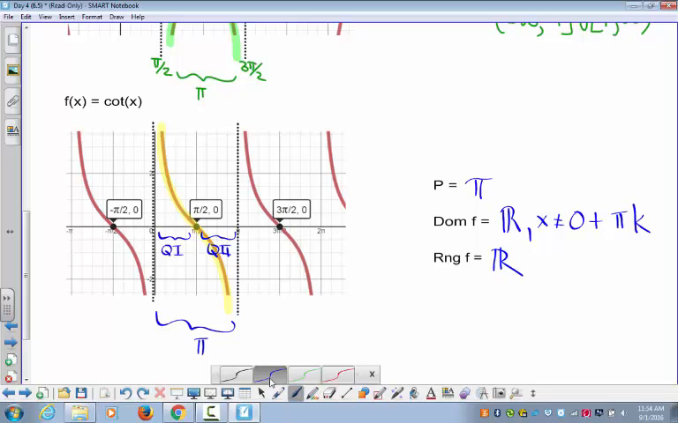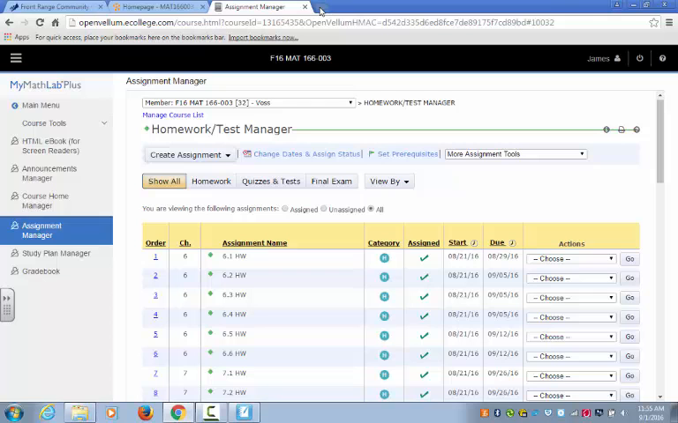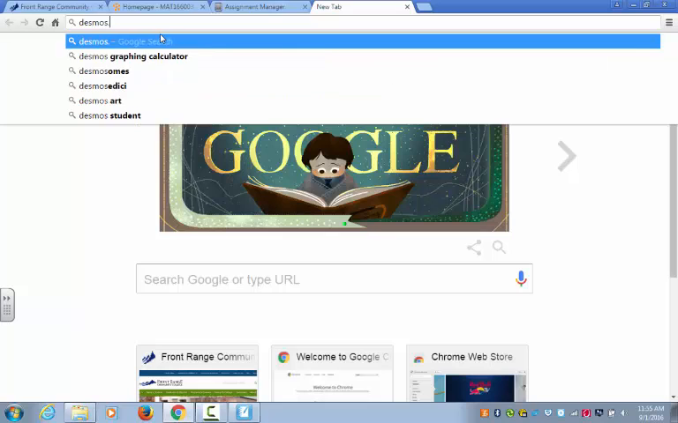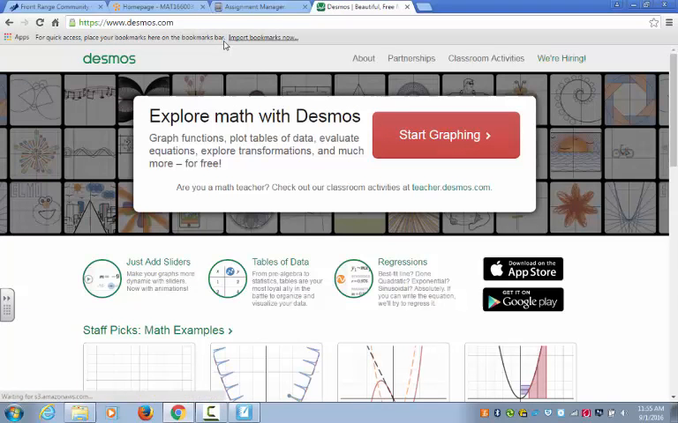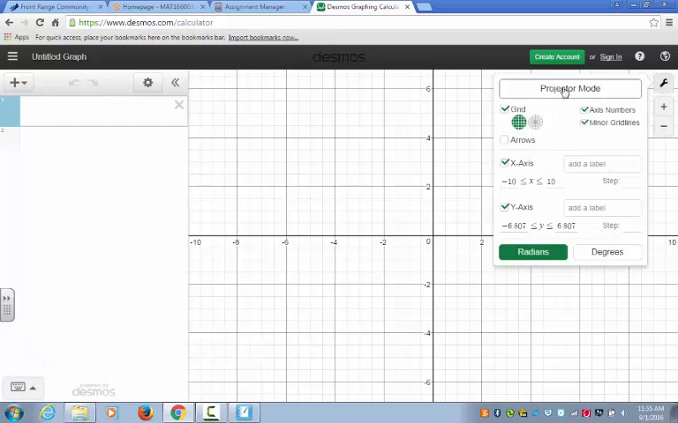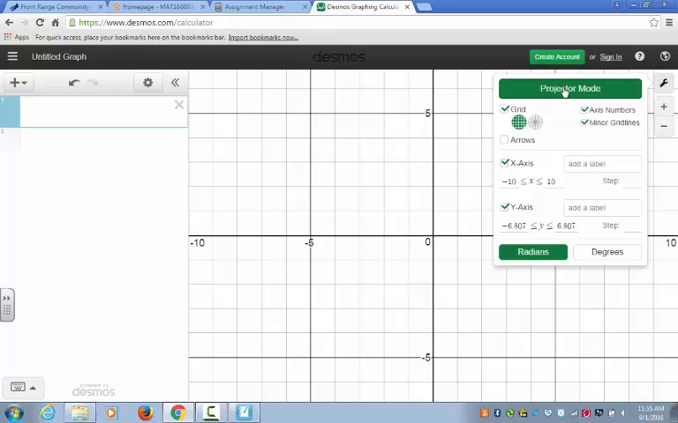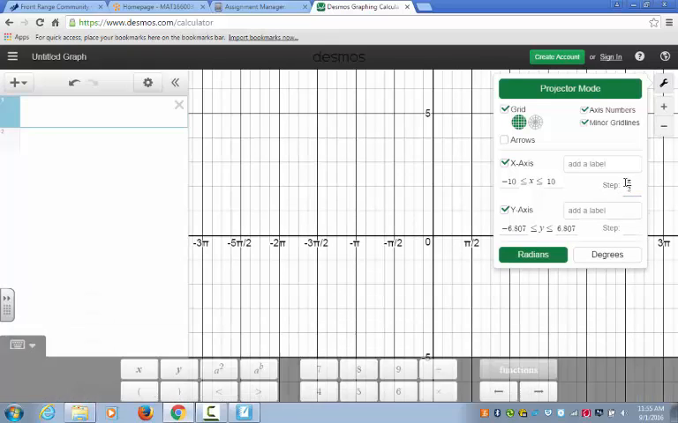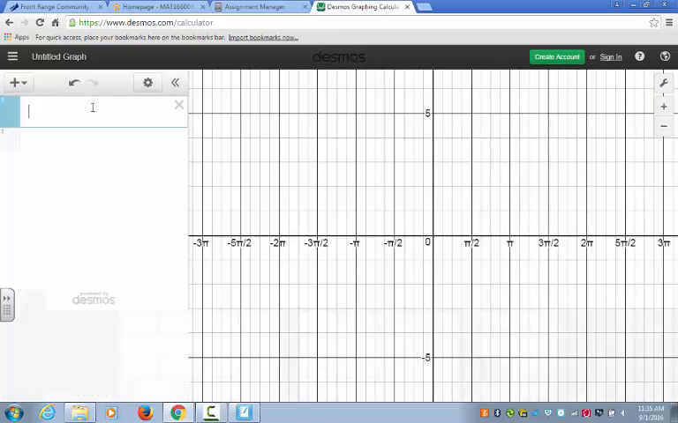Whew. Those are the 6 trig functions in their basic form. And here's where I think it's really helpful to get comfortable using Desmos. We're going to do a lot of transformations. We're going to see a lot of graphs. And Desmos is a wonderful tool to double check your work, to explore graphs. Desmos.com, click graph. And I usually click the wrench and put it in projector mode so that it's brighter and that everything's a little bigger. And then for the x's, since we're graphing trig functions, you come down here and put a step of pi over 2. That will help. And then you can just graph.